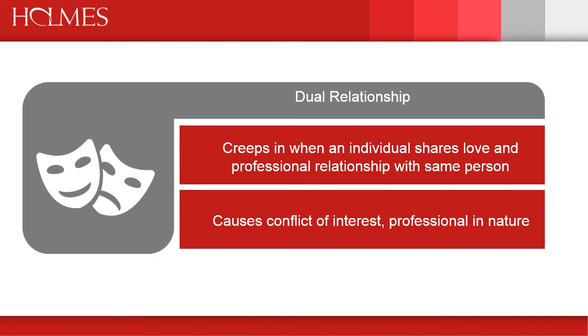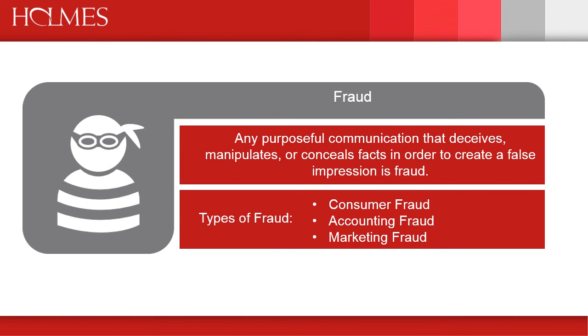Dual relationship refers to a situation where a connection exists between two individuals that share both personal and professional relationships. For example, when a husband and wife share an employer-employee relationship, dual relationship exists which may influence their working together in the same organisation. Fraud is any purposeful communication that deceives, manipulates or conceals facts in order to create a false impression on others. The most common types of fraud are consumer fraud, accounting fraud and marketing fraud.